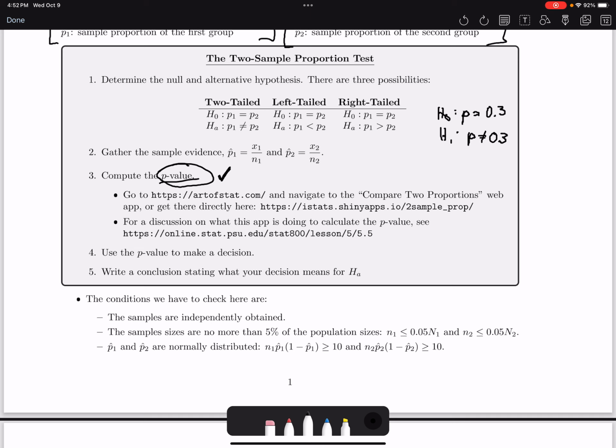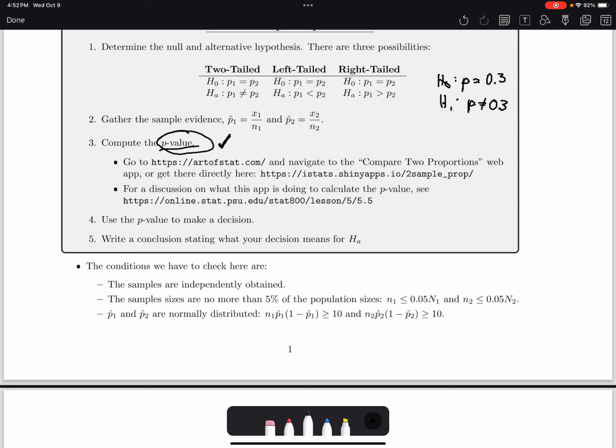Once we've made our decision to reject or not reject the null, then we can write a conclusion, which is about what our decision means for the alternative hypothesis. If we've rejected the null, that means there's evidence in favor of the alternative. If we do not reject the null, then that means there's not sufficient evidence to support the alternative, right?